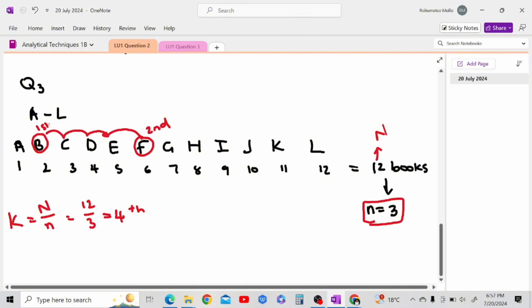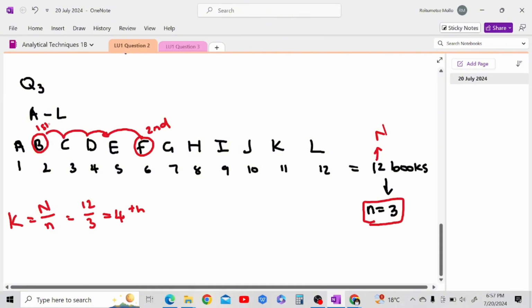So this is the same thing as our books, right? Our books were book A to L, which was how many books? Which was 12 books. So our population was 12. But now we have students numbered 1 to 30, so our population is going to be 30 here. Population is 30.